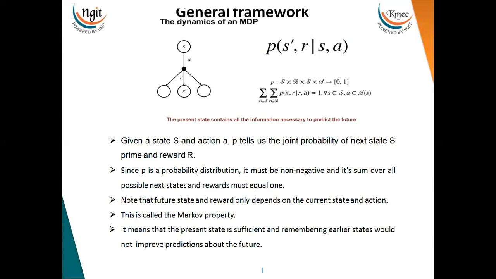Now, how can you represent it using probability? Given a state S and action A, you will move from S to S dash when you implement the action A, and you will have a reward R accumulated to you. That reward may be positive or negative. It depends only on the current state and action. This is what is called the Markov property. The current state is sufficient for predicting the future. There is no need to remember the history, the earlier states.